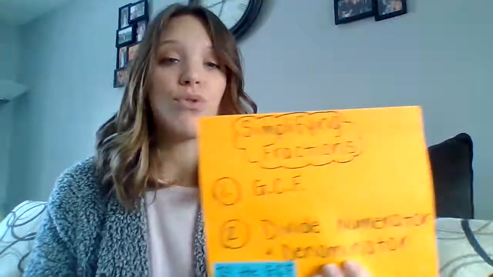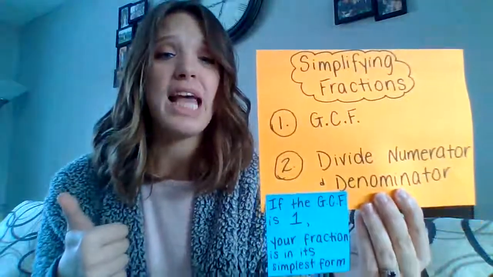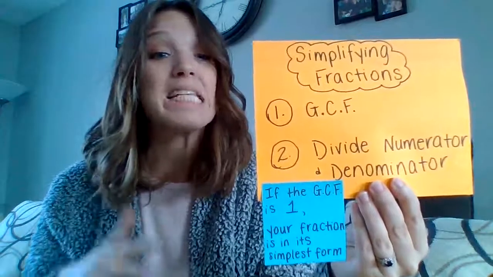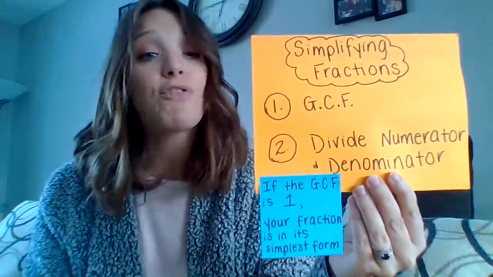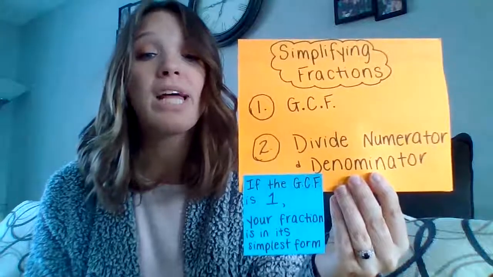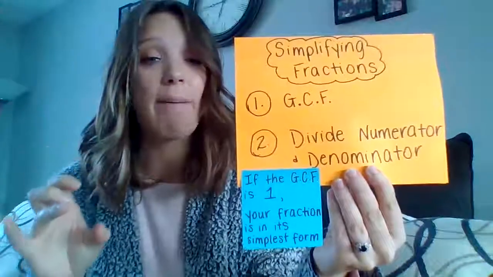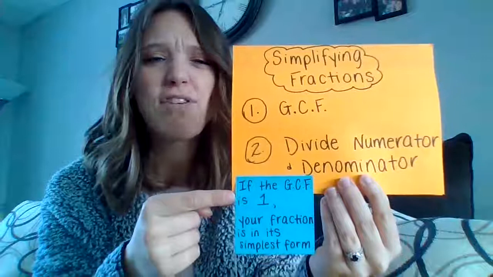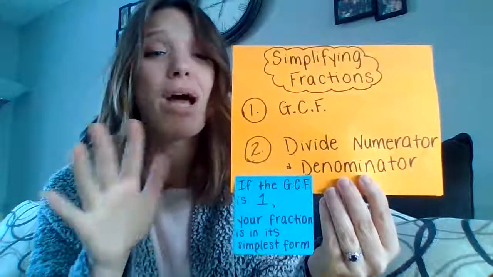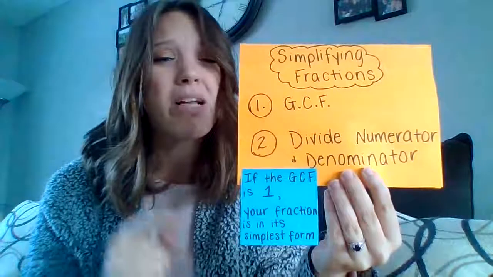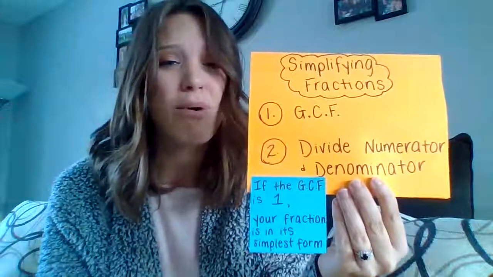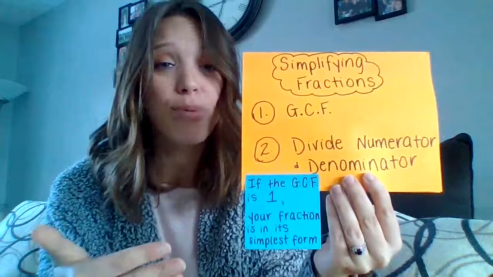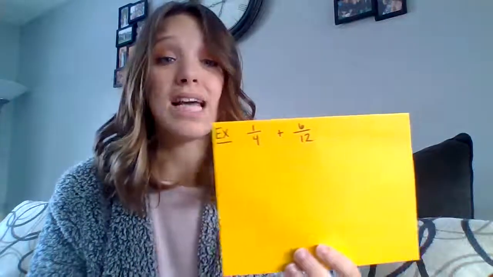The steps to do this work are: first you're going to find the GCF. GCF stands for the greatest common factor. After we have found the greatest common factor, we're then going to divide the numerator and denominator by the GCF. A little hint though, if your GCF is 1, then your fraction is already in its simplest form. I'm going to show you some examples so that you better understand what I mean with all of this vocabulary I'm throwing your way. So let's look at the example 1/4 plus 6/12.